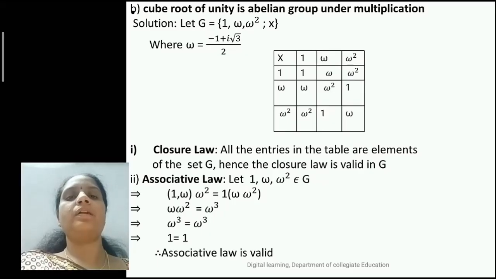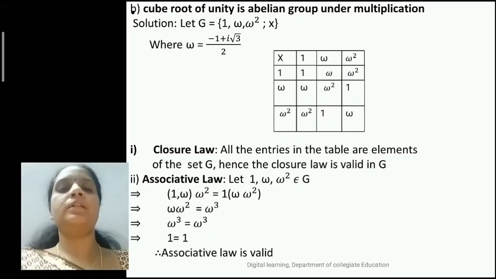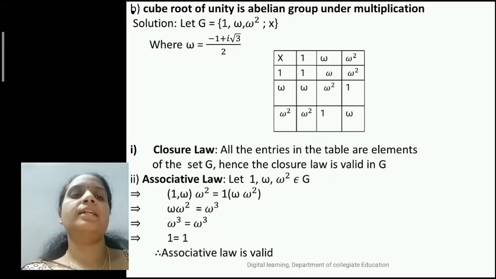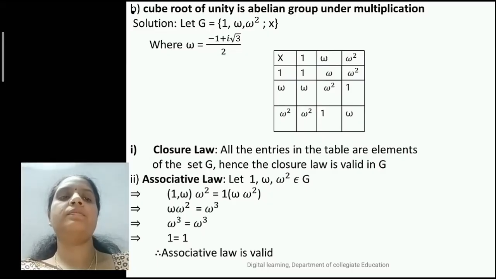So let us go for proving the laws. The first law is closure law. All the entries in the table are elements of the set G. Therefore, closure law is verified.